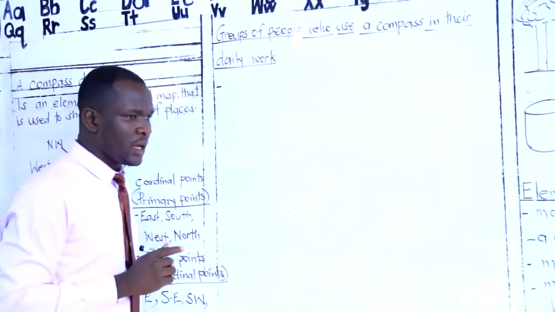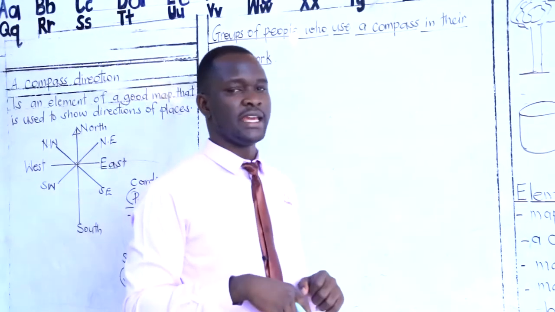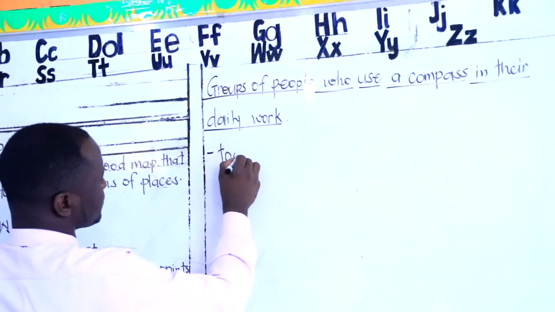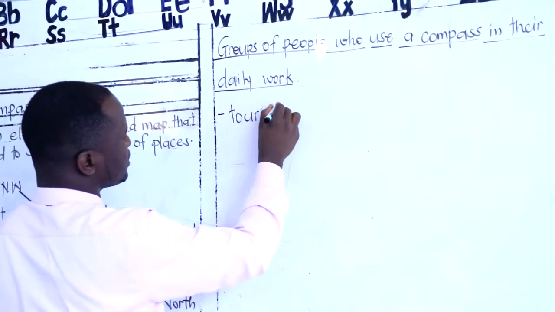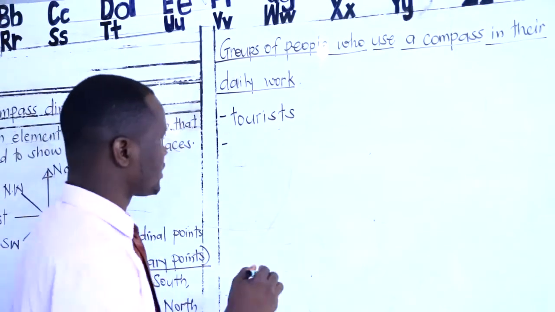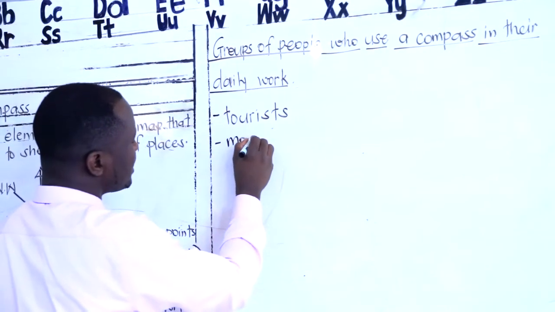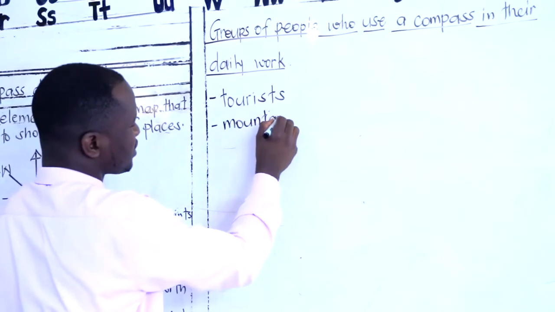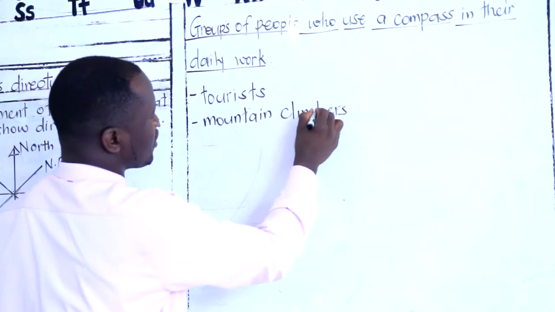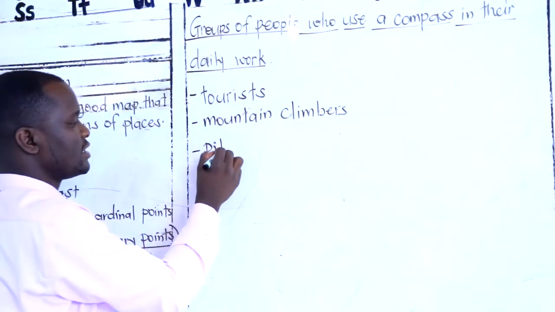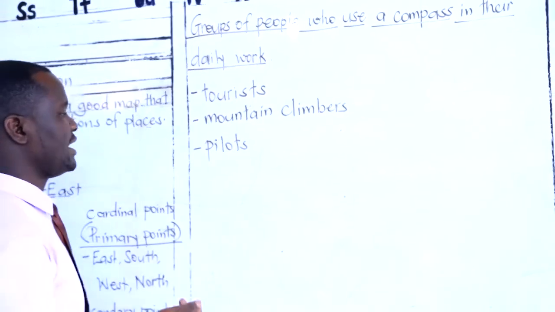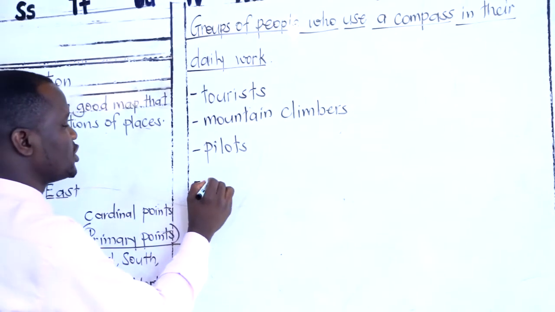One, we have people who go to a place that they don't know, like to tour. People who go to tour places and don't know the locations can also go with this compass. We call those ones tourists. Then we have people who climb mountains and go adventuring. We call them mountain climbers. Do not forget, pilots need this instrument to locate places when they are flying the planes. Then we also have ship captains.